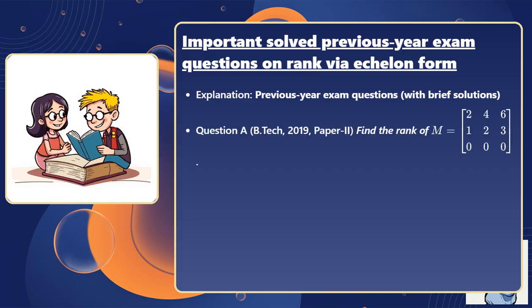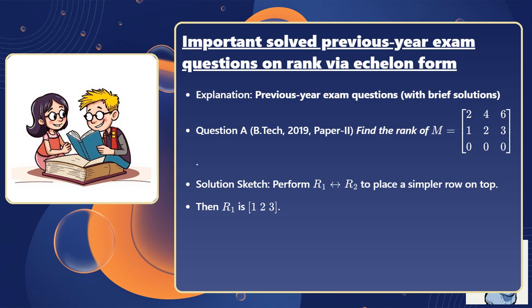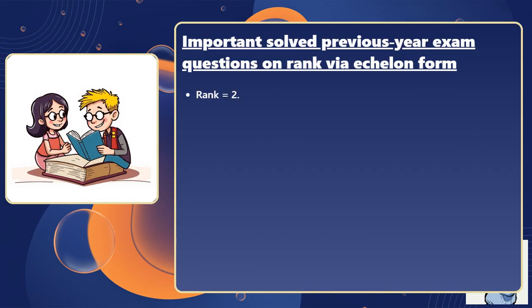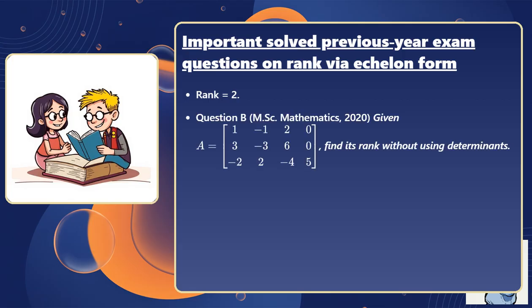Question A, B.Tech 2019 paper 2. Find the rank of matrix M, a 3 by 3 matrix with first row 2, 4, 6, second row 1, 2, 3, third row 0, 0, 0. Solution sketch: perform R1 swap R2 to place a simpler row on top. Then R1 is [1, 2, 3]. Replace R2 with R2 minus 2 R1, which yields [0, 0, 0]. The row echelon form has two non-zero rows. First two rows are independent, third row is 0. Rank equals 2.